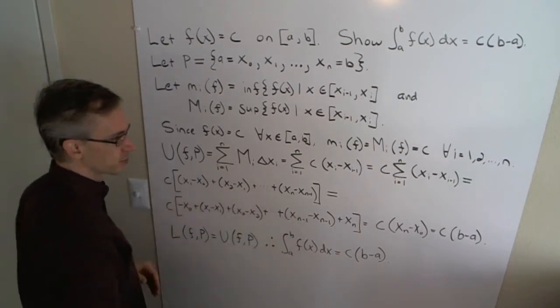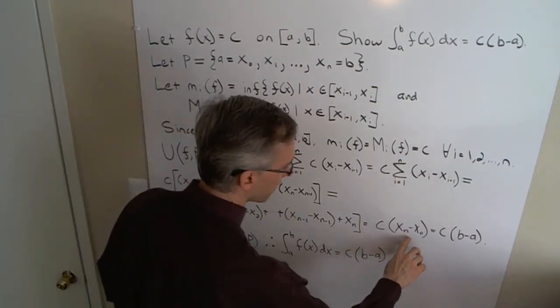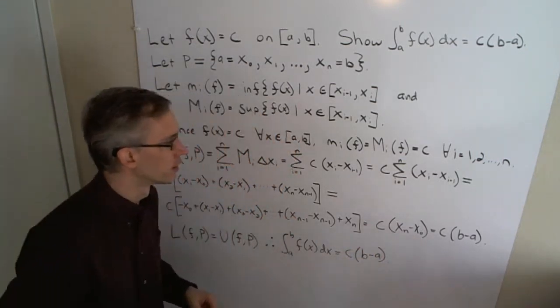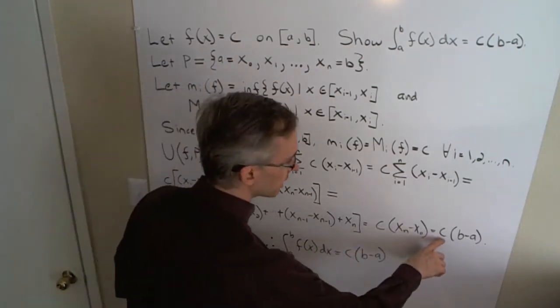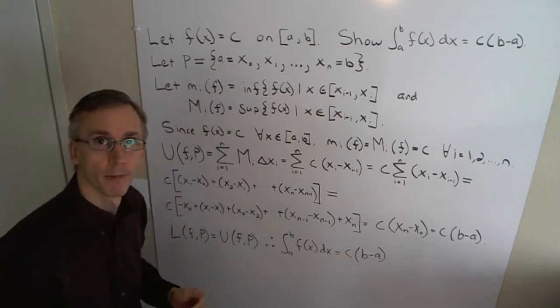So all of these cancel and we're left with c times x sub n minus x sub 0. And based on our definition of the partition, that equals c times b minus a.